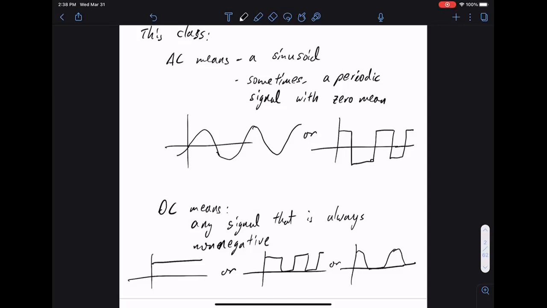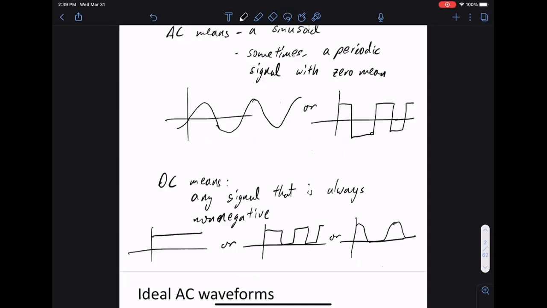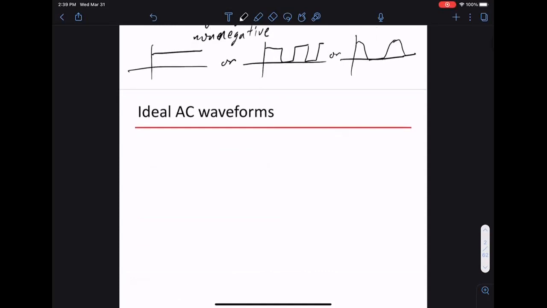Okay, so that's something to keep in mind while we go through. Previously we used AC and DC to mean different things. For this class, that's what we mean by that. Now let's look at ideal AC waveforms.